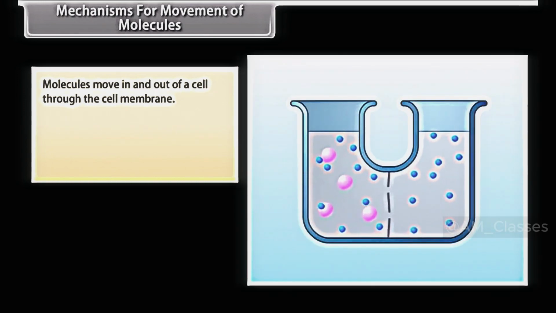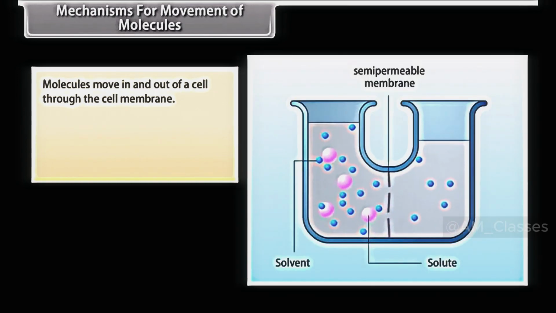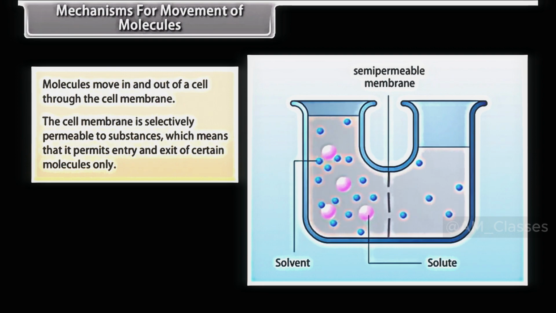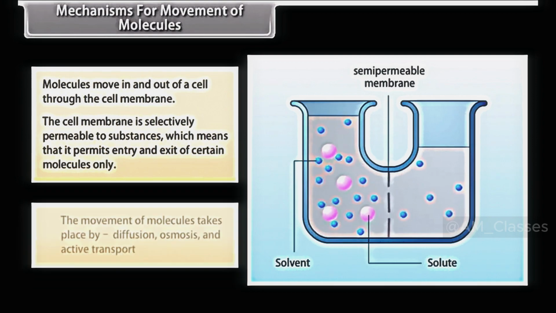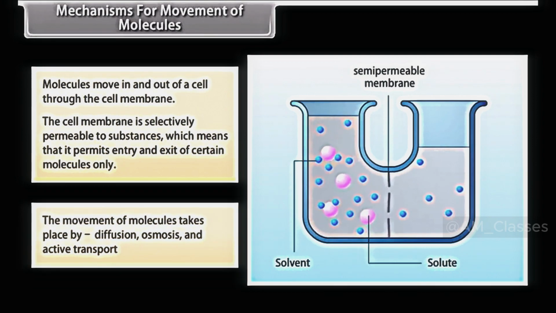Molecules move in and out of a cell through the cell membrane. The cell membrane is selectively permeable to substances, which means that it permits entry and exit of certain molecules only. The movement of molecules takes place by diffusion, osmosis, and active transport.